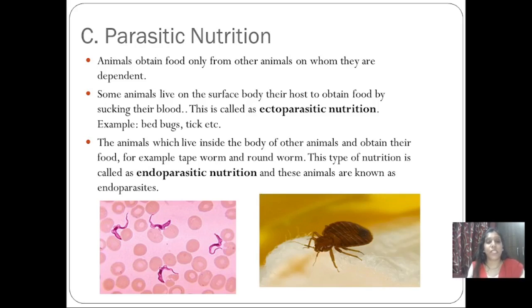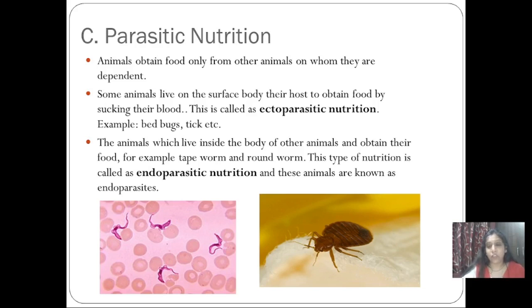So you have seen this pink color image before. This is an endoparasitic nutrition. Why? If you see the dark colored worm-like organisms, these are inside the body of other animals. This is a microscopic view to show you that these can be tapeworms or roundworms. They live inside the body of other animals to obtain their food.